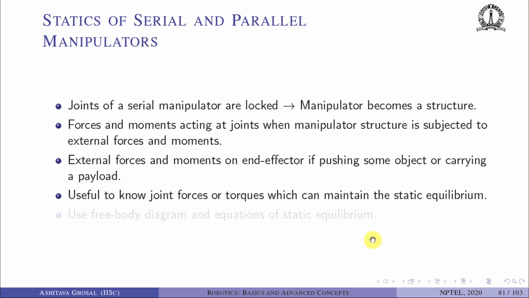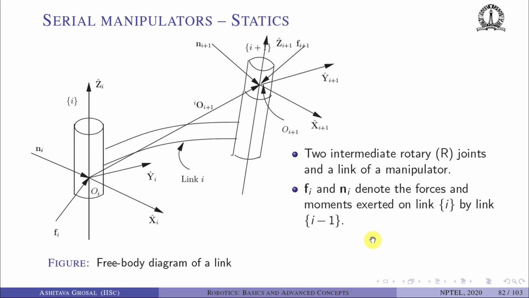And how do we obtain these forces and moments at the joints when there is an external force or a moment acting on the manipulator structure? Basically, we have to use the notion of free body diagram and equations of static equilibrium. This is very well known, well understood, done in undergraduate courses in many places. So basically what we want to do is draw the free body diagram.